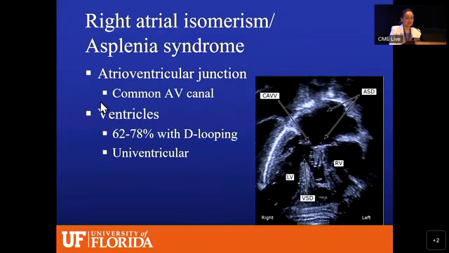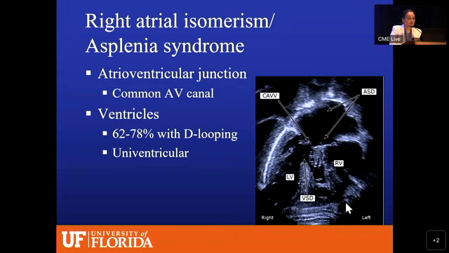Now we look at the AV canal junction, or the atrioventricular junction. Both left atrial isomerism and right atrial isomerism are usually associated with AV canals, and 62 to 78% of right atrial isomerism is associated with D-looping, and the rest are univentricular. Again, you could see this is the ASD here. It's huge, it's large, and you could see that there's a VSD as well, but there's an AV canal here.